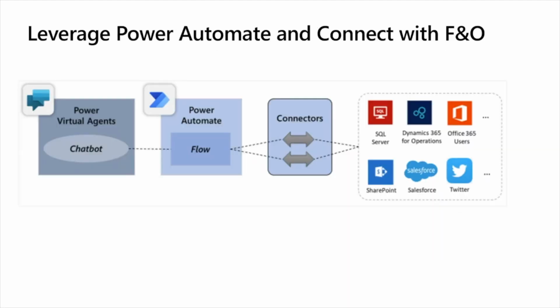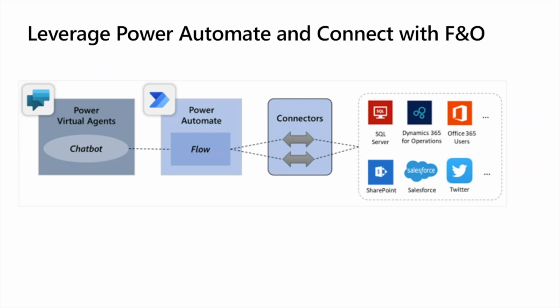I want to talk a little bit more about how you can leverage Power Automate and connect with your finance and operations data. So when you create a Power Virtual Agent, you're going to create that chatbot, and you can insert steps into a topic that call a Power Automate flow. The trigger for your Power Automate flow is a Power Virtual Agent's chatbot trigger. And so that's always going to be the first step in your Power Automate flow that's triggered from Power Virtual Agents. And then you can use any of the connectors.